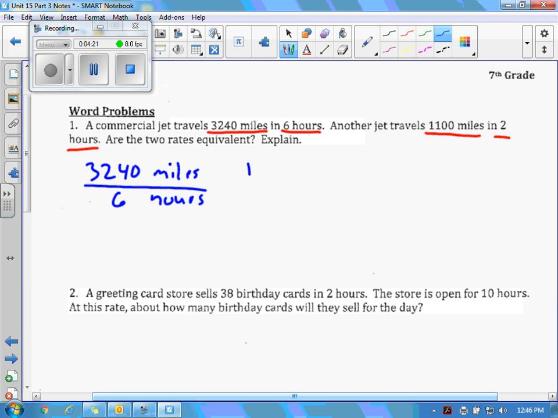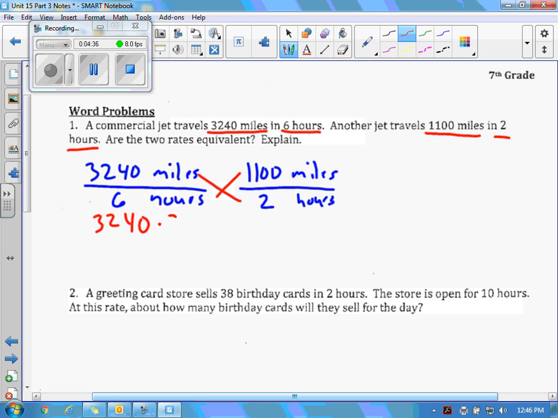Then our second rate is 1,100 miles over 2 hours. We want to figure out if these are equivalent, so we're going to do that by using cross products. We're going to do 3240 times 2 and see if that's equal to 1,100 times 6. 3240 times 2 is 6,480. 1,100 times 6 is 6,600. So those are not equivalent.